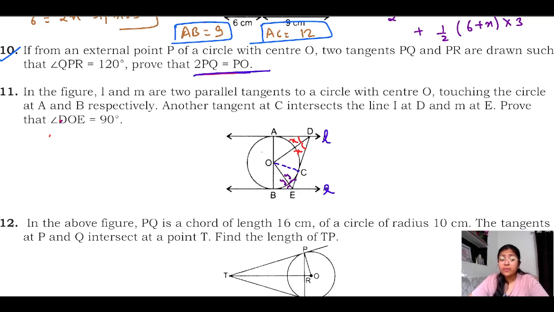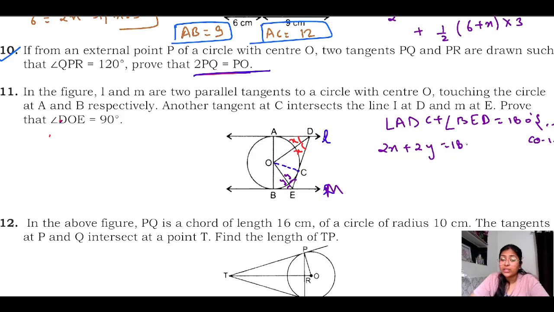Yes, very good. Lines L and M are parallel to each other. So angle ADC plus angle BED is equal to 180 degrees, because these are co-interior angles. So we can write 2x plus 2y is equal to 180 degrees. It means angle x plus angle y is equal to 90 degrees.